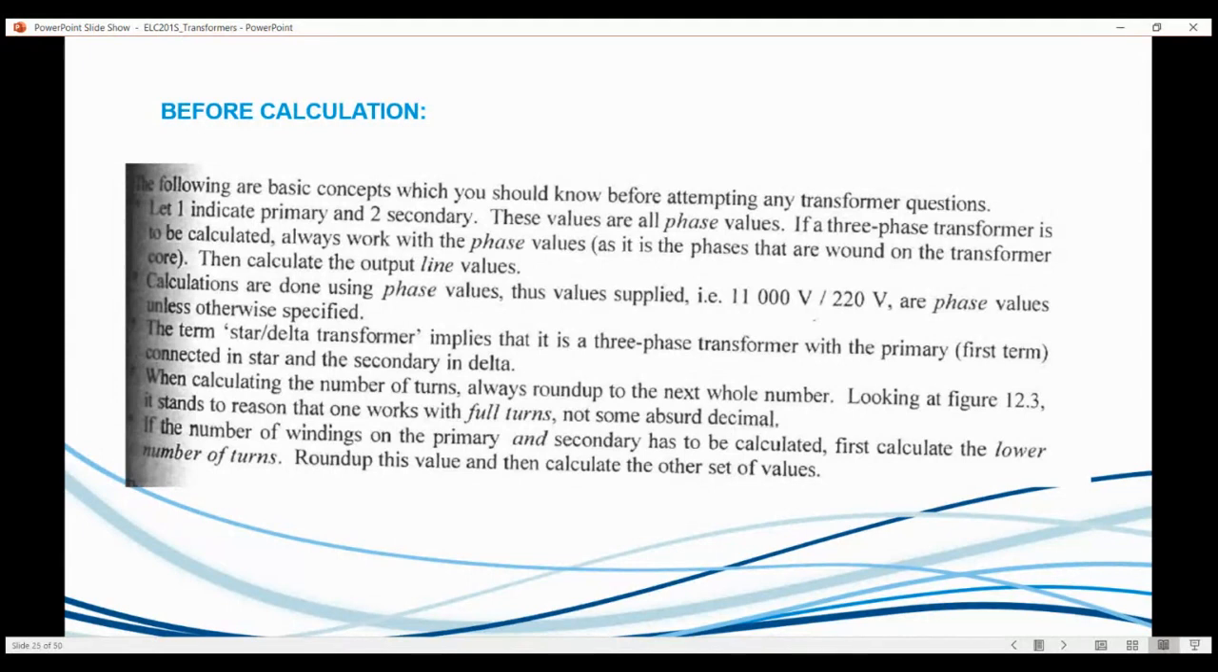And they always say that when you calculate the amount of turns, you always have to round up to the nearest whole number. So if we get an answer of 11.28, the amount of turns should be 12. What's very important, and I should read it to you, is that if the number of windings on the primary side has to be calculated, first calculate the lower number of turns, then round up the value, then calculate the other set of values. So typically you want to calculate the lower amount of turns first and then round up.